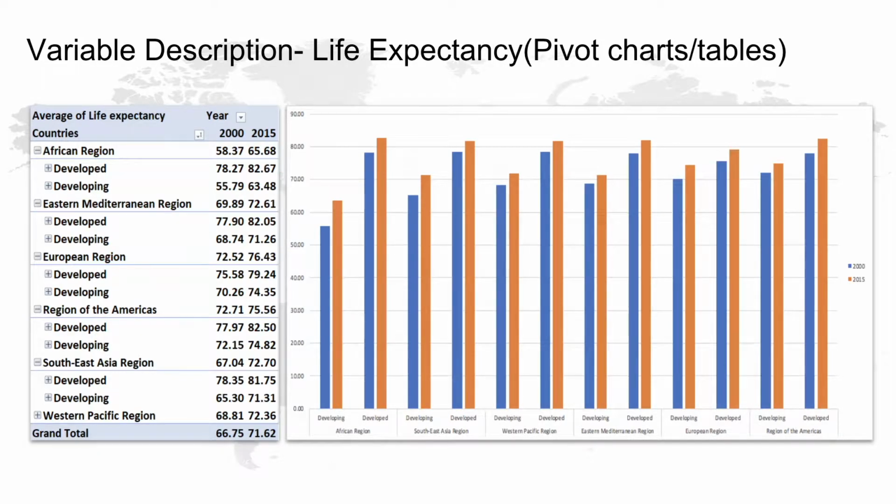And this pivot chart will show that irrespective of the region of the country, the life expectancy is always higher in 2015 than it is in 2000. And also that even in 2000, developed countries had higher average life expectancy than the developing countries.